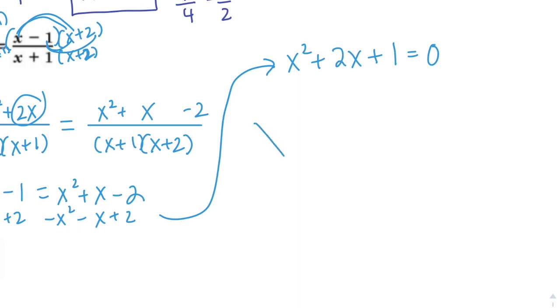So now I have to ask myself, what are some numbers that add to give me 2 but multiply to give me 1? Well, my only options are 1 and 1. So my answer is going to be x plus 1 times x plus 1, or x plus 1 squared, equals 0. So when I solve this, I get that x equals negative 1.